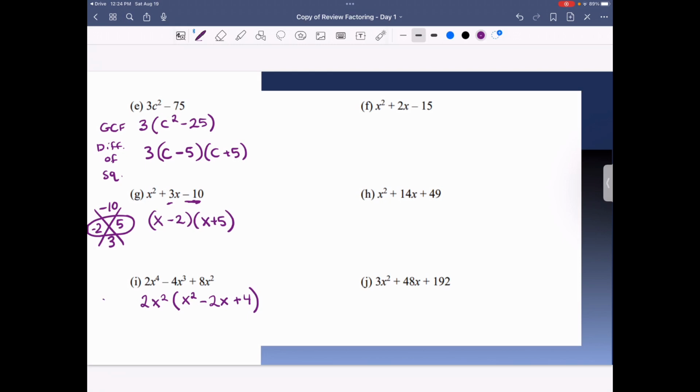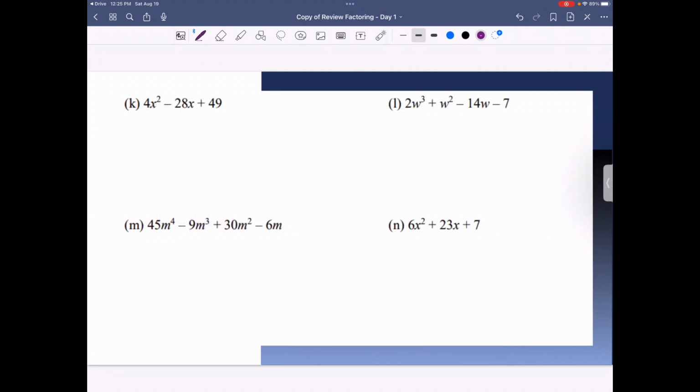And I factored out a GCF. I'm trying to think if there are any numbers that would multiply to give me 4. The only thing I can think of is negative 1 and 4, or negative 1 and negative 4, but those added together would be negative 5. And negative 2 times negative 2 is positive 4, but those add up to negative 4, not negative 2. So that's as far as we can factor that. Let's pause and then do F, H, and J.